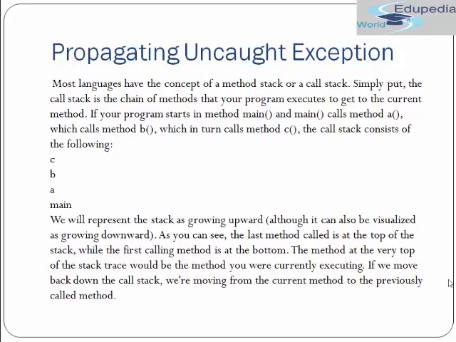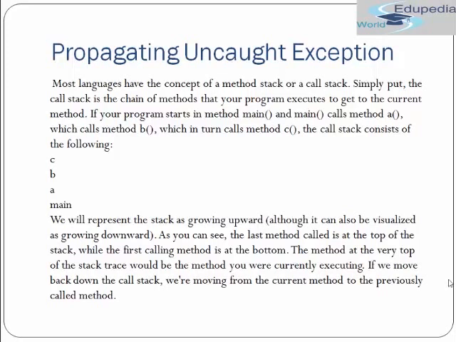Most languages have a concept of method stack or call stack. Simply put, the call stack is a chain of methods that your program executes to get to the current method. If your program starts in a method main, and main calls a method A, which calls a method B, which in turn calls a method C, the call stack consists of the following: C will be on the top, then B, A, and finally main. So the method that is called first will be on the bottom.